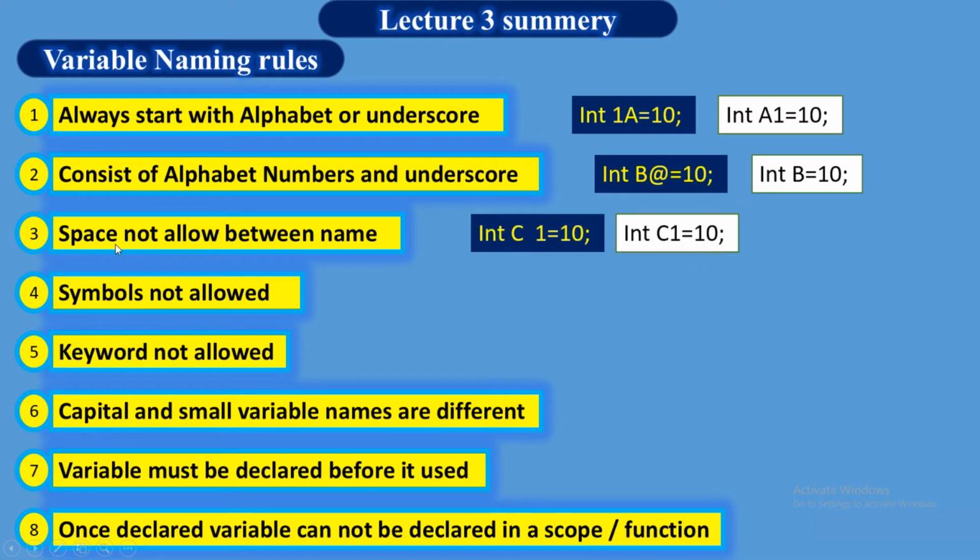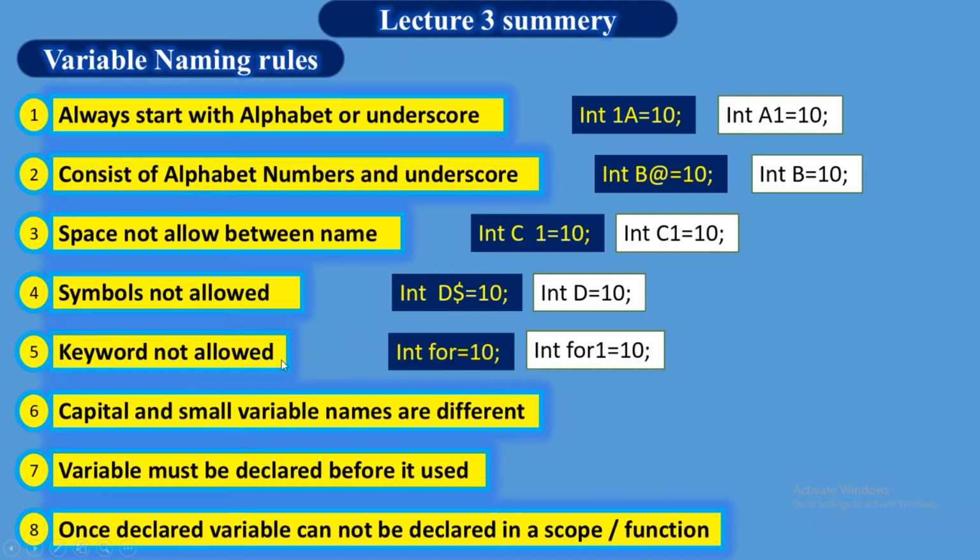The next rule is that space cannot be used within the name. Suppose int c space 1 is equal to 10 is wrong. The right variable name is int c1 is equal to 10. Rule 4 is that symbols are not used.